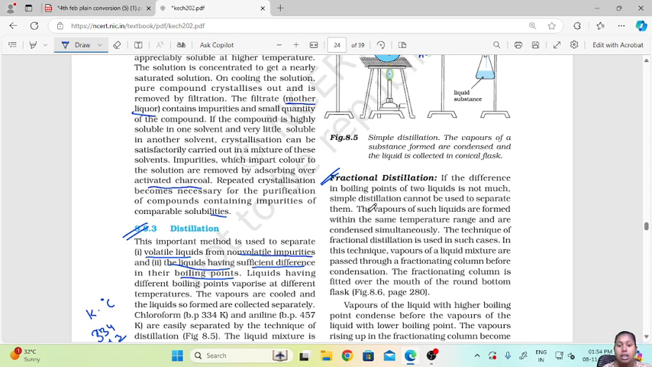Now in that case, the vapors of such liquids that are formed within the same temperature range are condensed simultaneously. So if you do a simple distillation, they will be condensed simultaneously. Hence, to avoid that, we use a technique called fractional distillation, where we collect them in fractions and we re-distill them until we get separate isolated solutions. Okay. Now the technique of fractional distillation is used in such cases. In this technique, vapors of the liquid mixture are passed through a fractionating column before condensation. Now the fractionating column is fitted over the mouth of the round bottom flask.